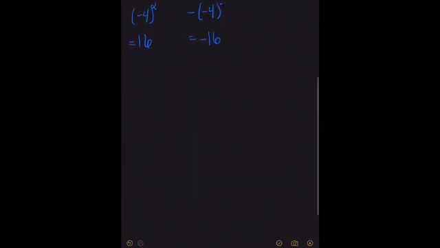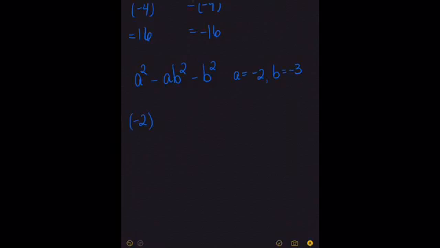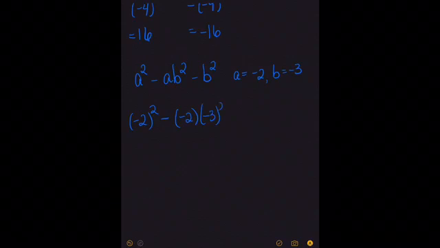Actually, let's go ahead and do one more because they do get more complex, don't they? So we have a squared minus a b squared minus b squared. All right, and we are told a is -2 and b is -3. Okay, so if a is -2, we're just going to substitute -2 for our a's, and -3 for our b's.